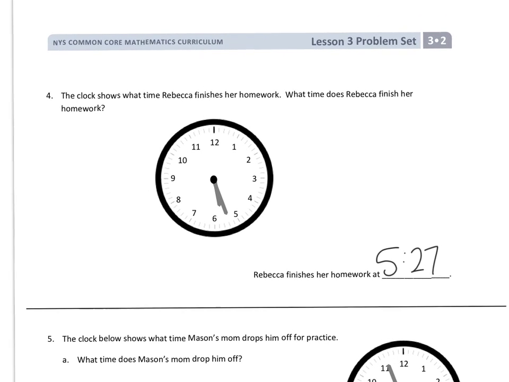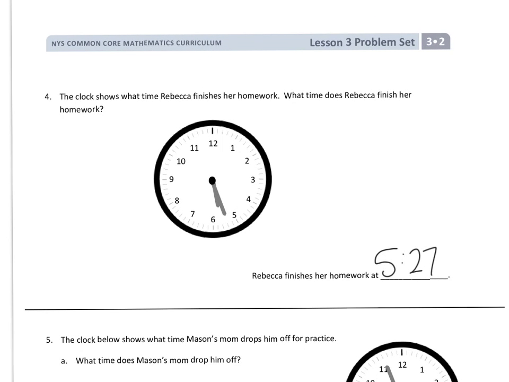And then we can add an AM or a PM. The problem doesn't say we have to, but it would be nice to think about it. So AM, if you remember, means the morning, and PM means like after lunchtime. So what would make more sense?